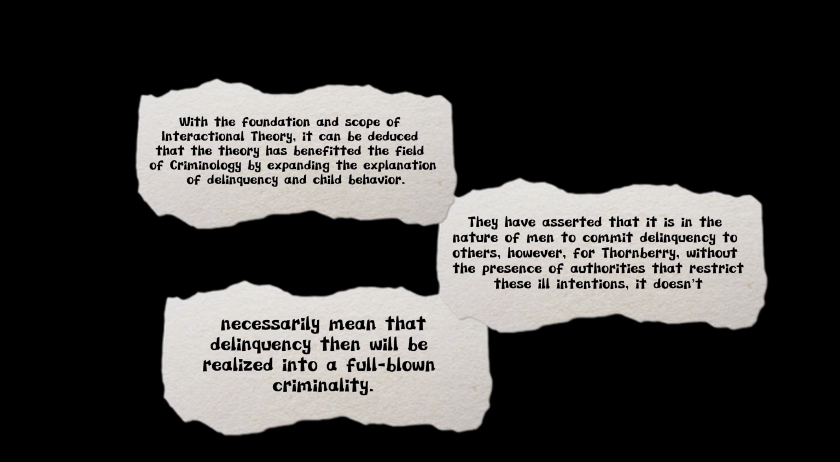In application to criminology, with the foundation and scope of interactional theory, it can be deduced that the theory has benefited the field of criminology by expanding the explanation of delinquency and child behaviors. They have asserted that it is in the nature of men to commit delinquency against others. However, for Thornberry, without the presence of authority that restricts this ill intention, it doesn't necessarily mean that delinquency will then be realized into full-blown criminality.